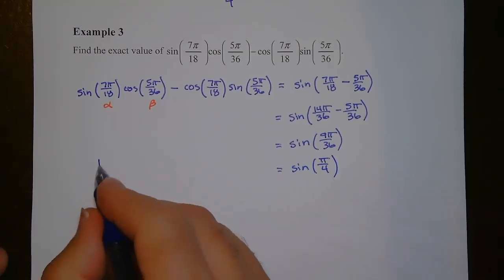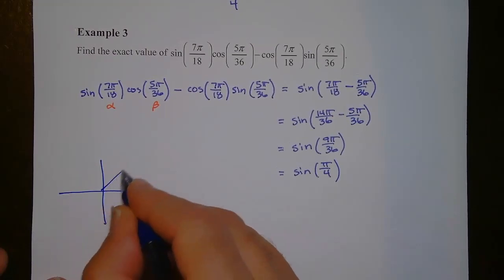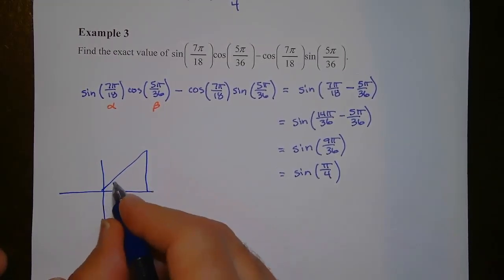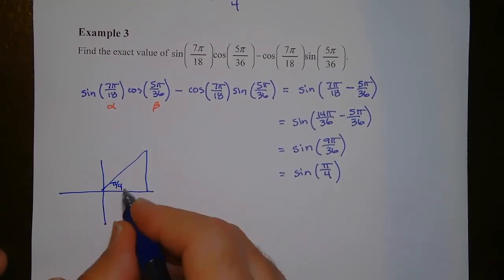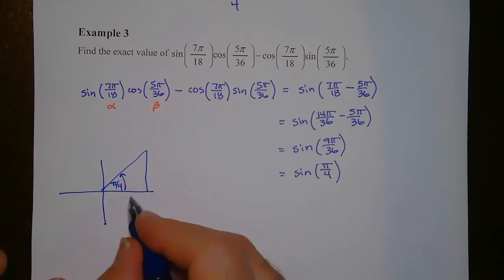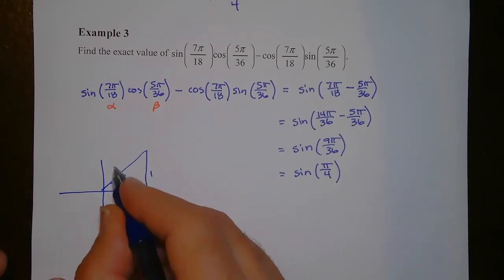So we could draw a little diagram for pi over 4, right? That's in the first quadrant. Pi over 4 is the angle of rotation. That's also the reference angle in the first quadrant. So this is 1, and this is the square root of 2.